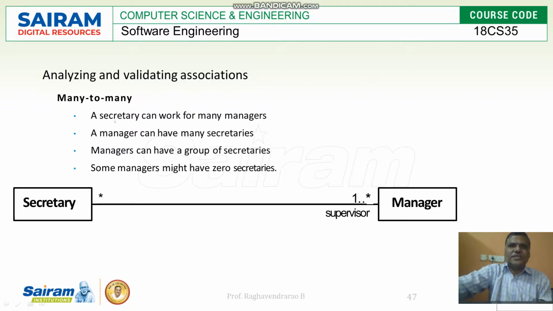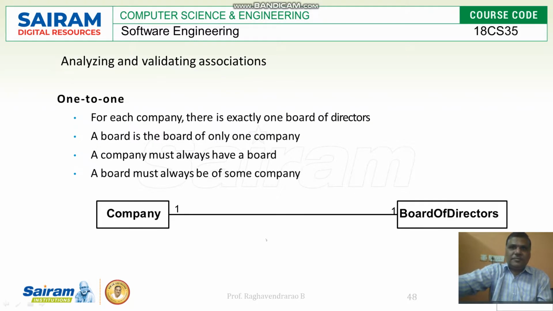Now he is saying that a secretary can work for many managers. This is the secretary. She can work for one or more managers. Then a manager can have many secretaries. A manager can have a group of secretaries, 1, 2, 3, a group of secretaries. Some managers might have 0 secretaries, because secretaries are not needed. So like that, you can have these particular relationships in the association.